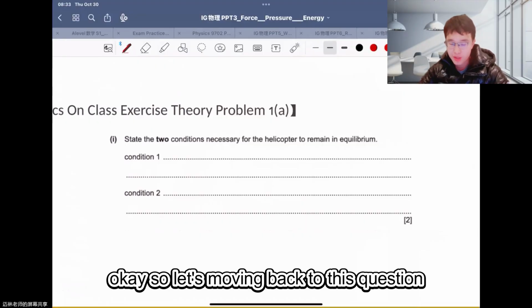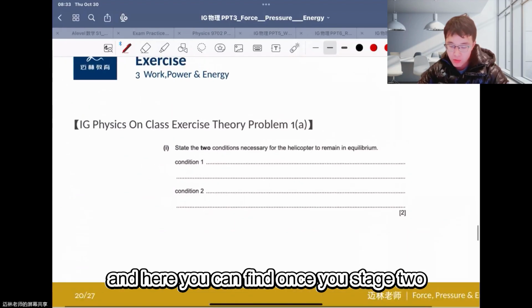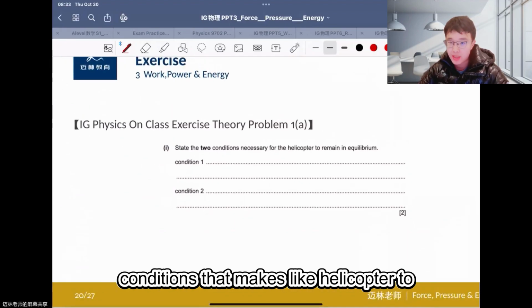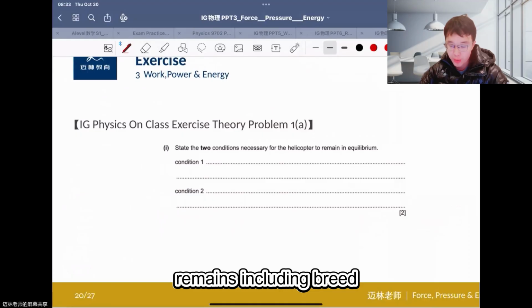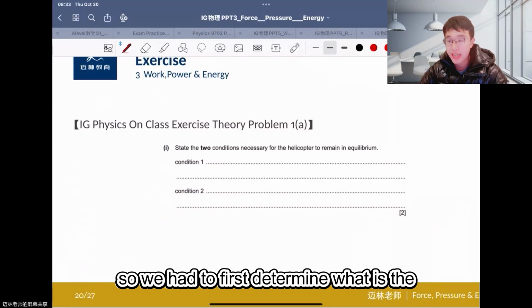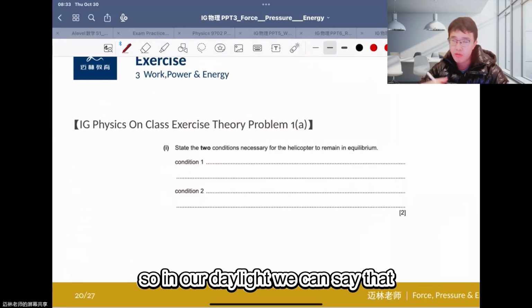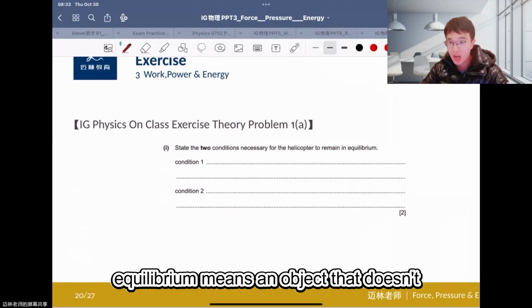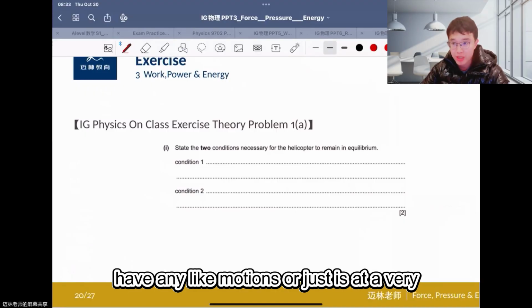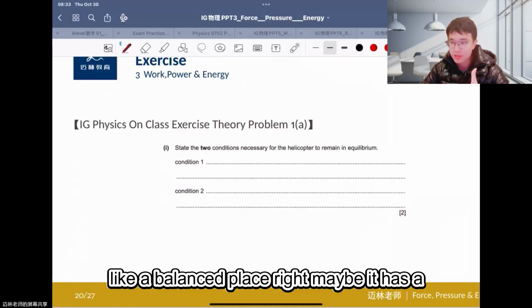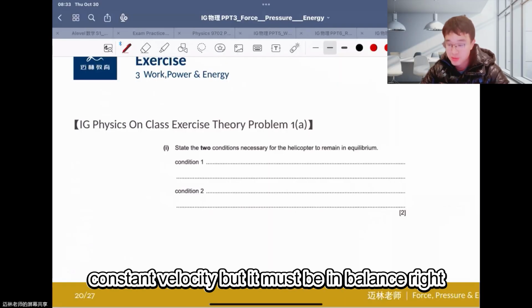Okay, so let's move back to this question. And here you can find the two conditions that make a helicopter remain in equilibrium. So we have to first determine the concept of equilibrium. In our daily life, we can say that equilibrium means an object that doesn't have any motion, or is just at a very balanced place, right? Maybe it has a constant velocity, but it must be in balance, right?